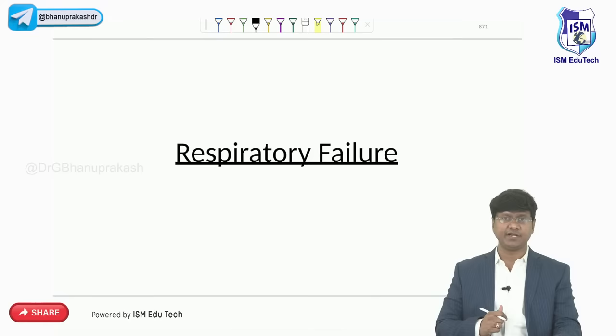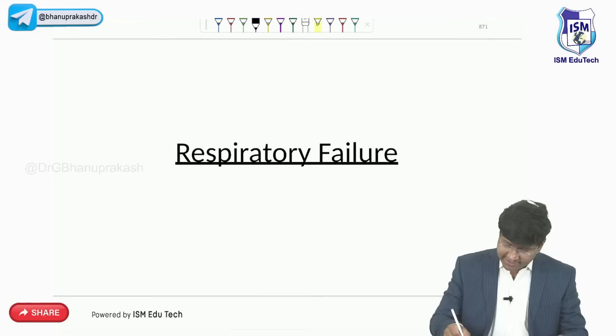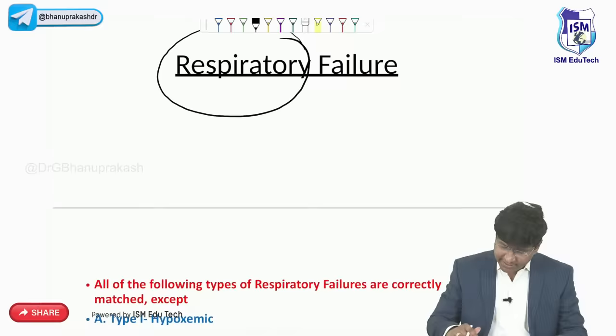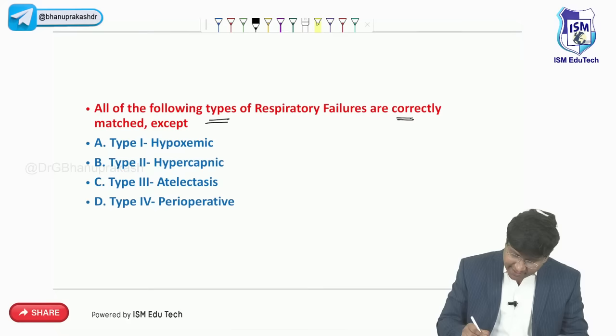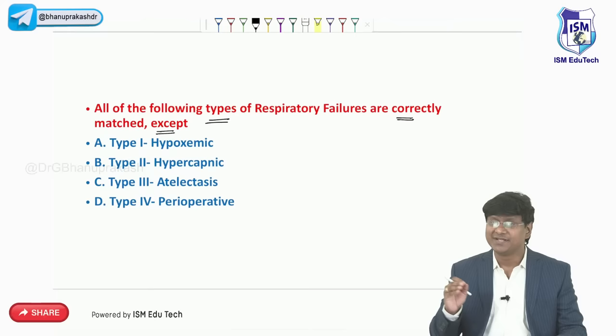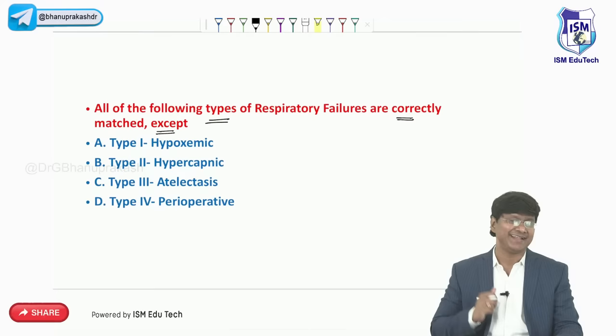The next important topic after your pleural disorders will be respiratory failure. That was about your pleural disorders, pleural effusion and pneumothorax. Next important topic is respiratory failure. So we have four important types of respiratory failure. Now answer this question. All of the following types of respiratory failure are correctly matched except: type 1 hypoxemic, type 2 hypercapnic, type 3 atelectasis, type 4 perioperative, which is incorrectly matched.